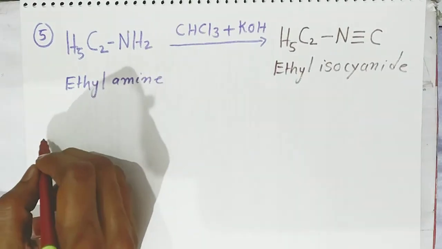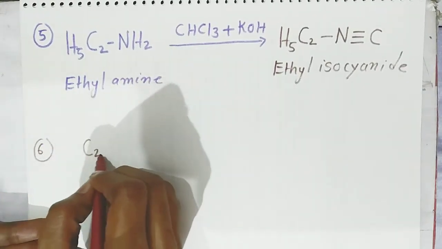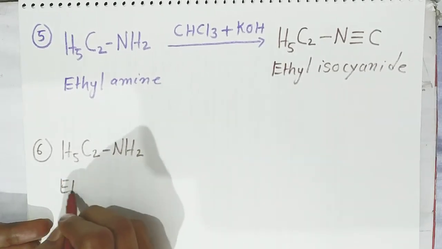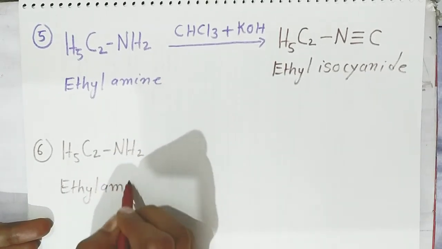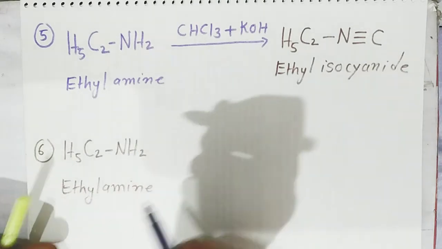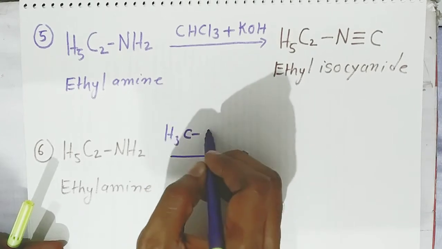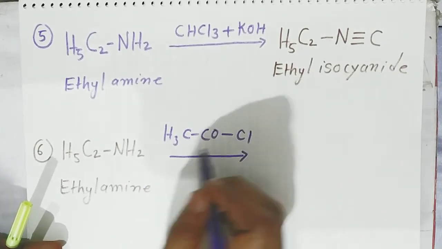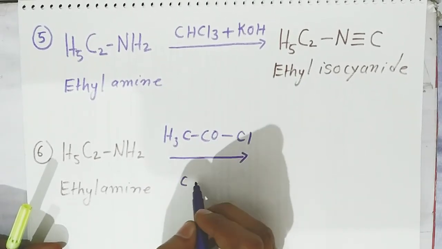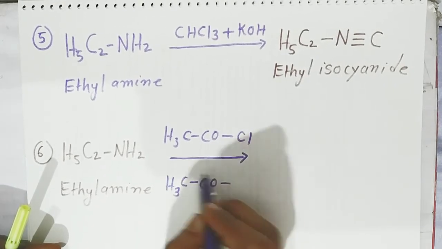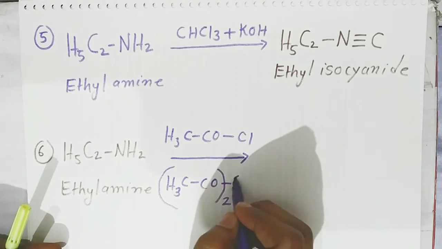Now sixth reaction, students. Sixth reaction, again we are taking ethylamine, C2H5NH2. This primary amine, ethylamine, combines with acetyl chloride, CH3. This acetyl group is connected to the chloride. We call it acetyl chloride or acetic anhydride, CH3CO, with oxygen.